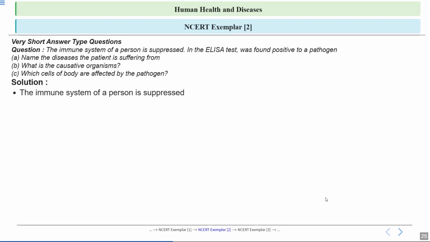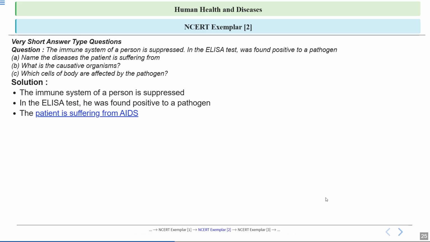Okay, so let's have a look at the answer. Now, the immune system of the person is suppressed. This is the first symptom. Next, we see that the ELISA test was positive for a pathogen. This test is a key diagnostic tool for detecting infections like HIV, which can suppress the immune system. Based on these clues, we identify that the patient is suffering from AIDS.